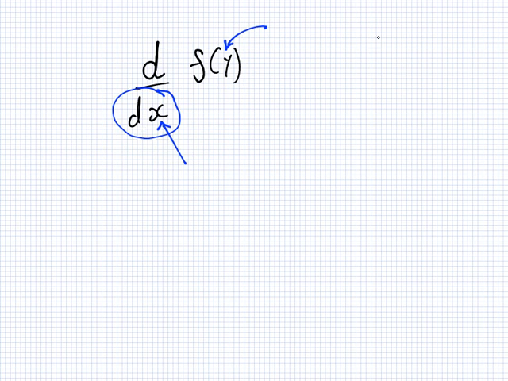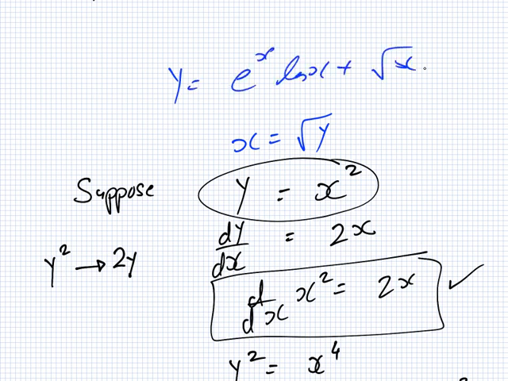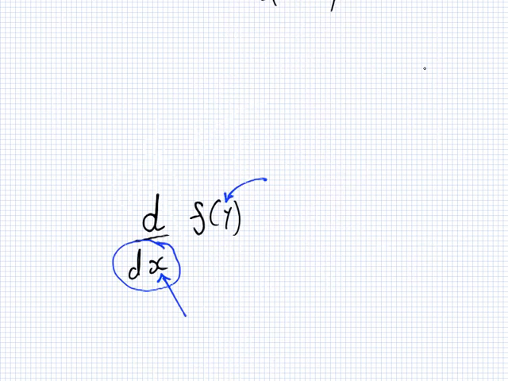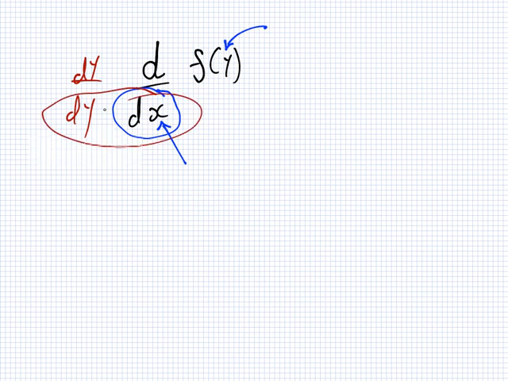So if you had something like this, is it easy to change y into x? Yeah, y is just x squared and x is just root y. So it's easy to change, but it's not always easy. If I said y equals e to the x log x plus root x, can you change that? No. But what is easier to do is to change dx into dy, and this is how. What you do is you put a dy here and a dy here. What's dy over dy? 1. Because this is being multiplied, you can swap it.